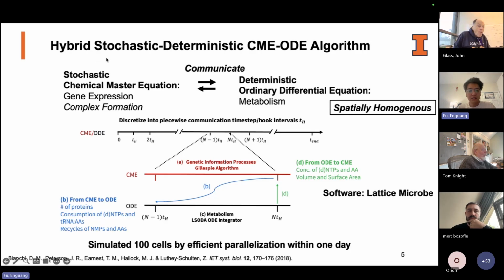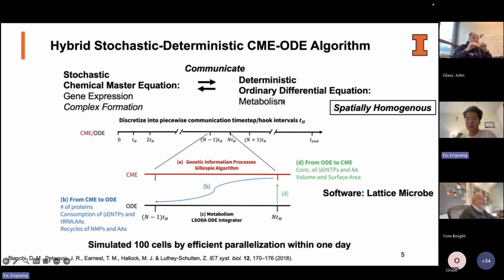We are also using a hybrid stochastic-deterministic algorithm. The gene expression and complex formation are simulated stochastically by the chemical master equation, and the metabolism is simulated by ordinary differential equations. We communicate between these two algorithms every second to synchronize the two subsystems and to simulate the evolution of the entire cell.